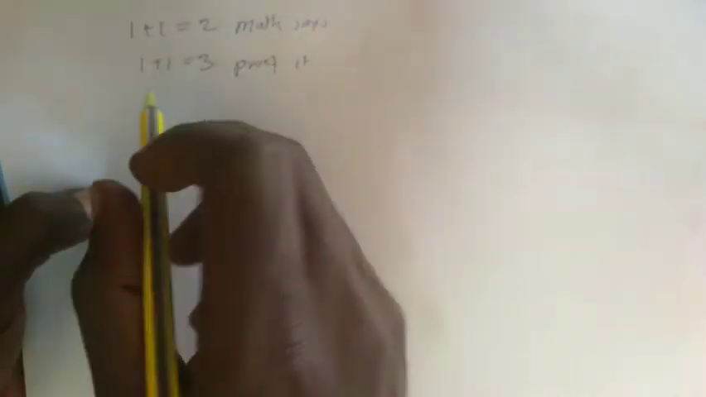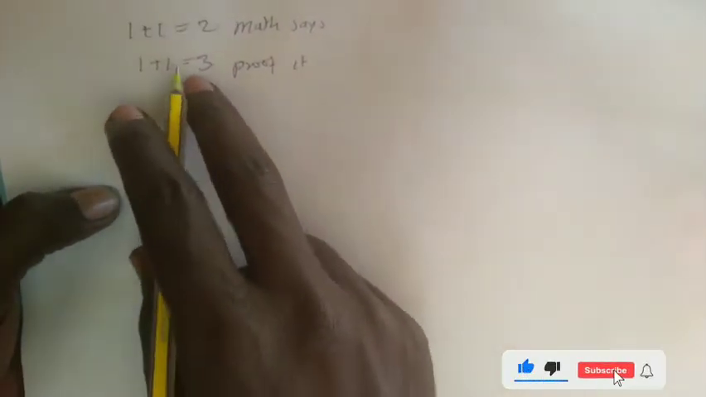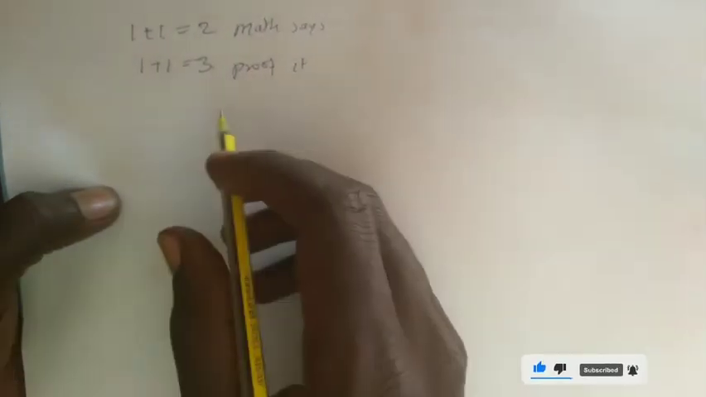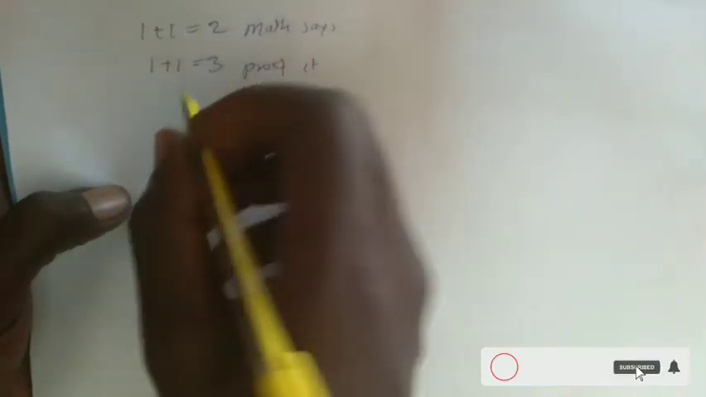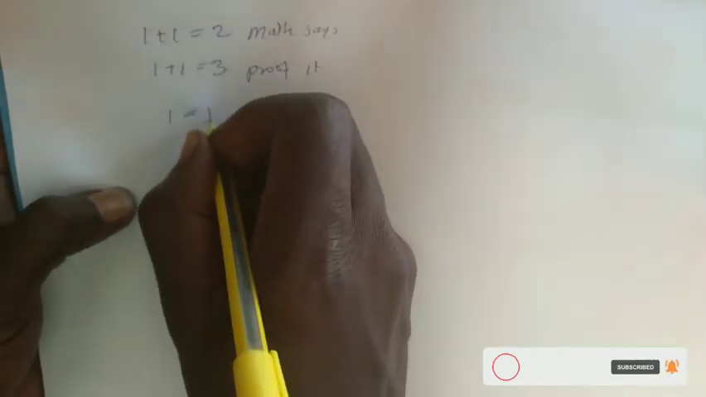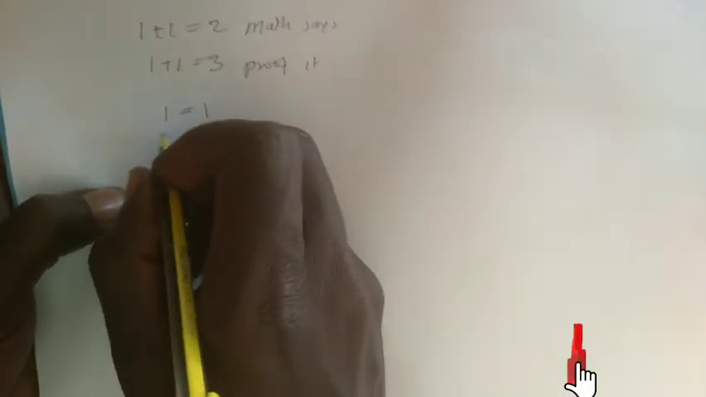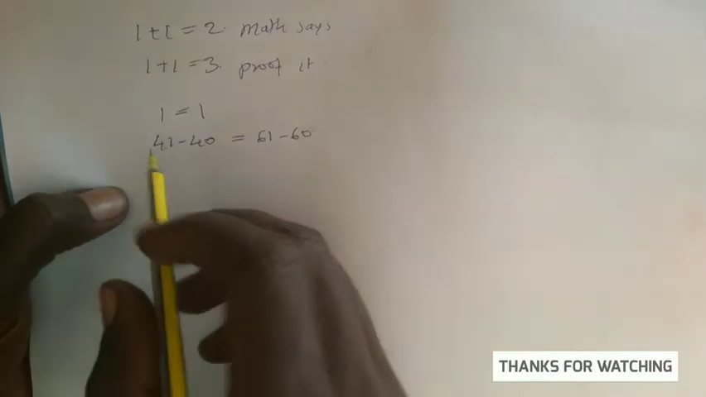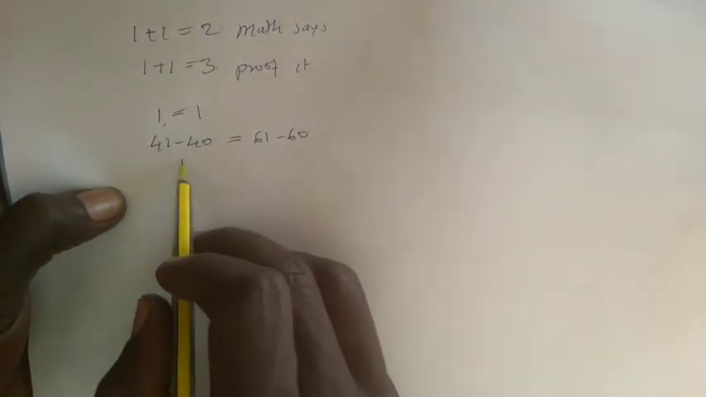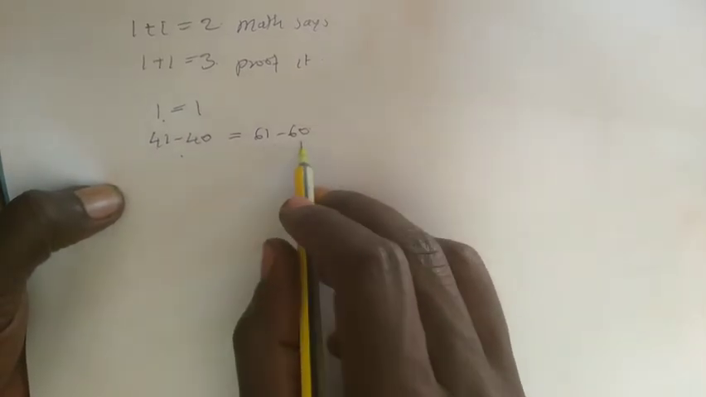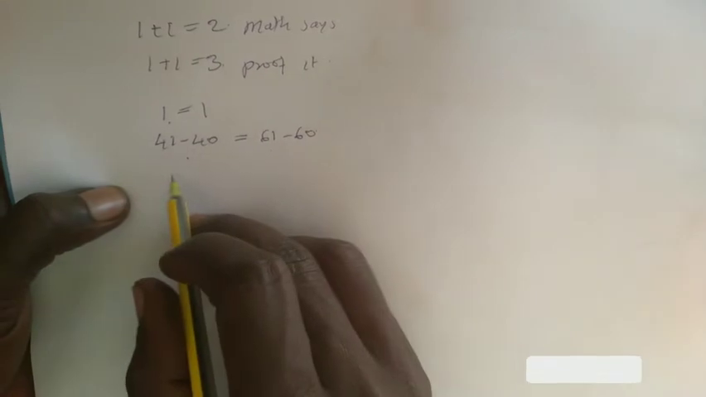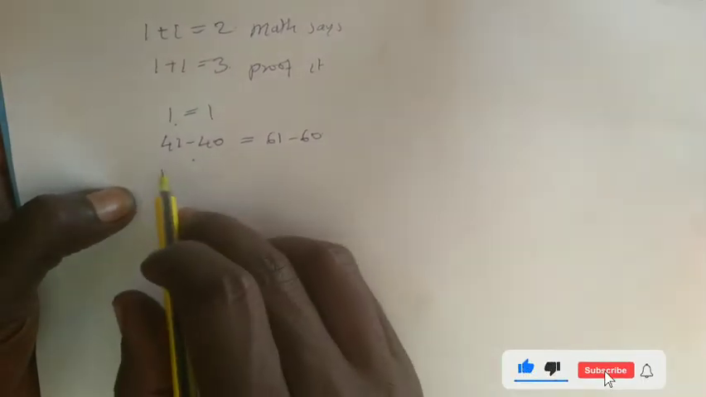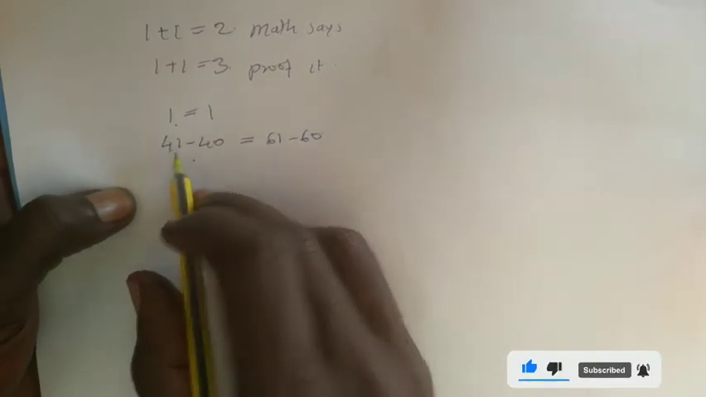So in this period I'm gonna show you how to prove that 1 plus 1 is equal to 3. Let's solve this problem together. Let's consider that 1 is equal to 1. Now you can say 41 minus 40 will be equal to 61 minus 60. We don't break the equation: if you subtract here, you get 1, and if you subtract here, 61 minus 60, you get 1.